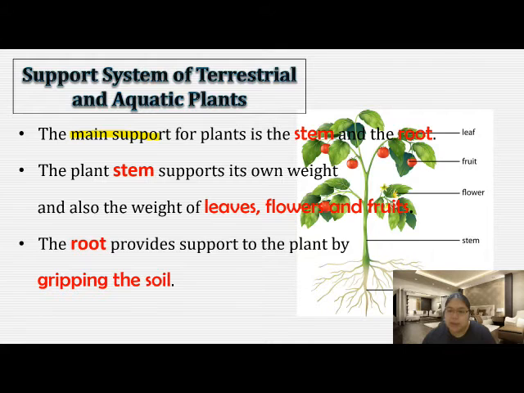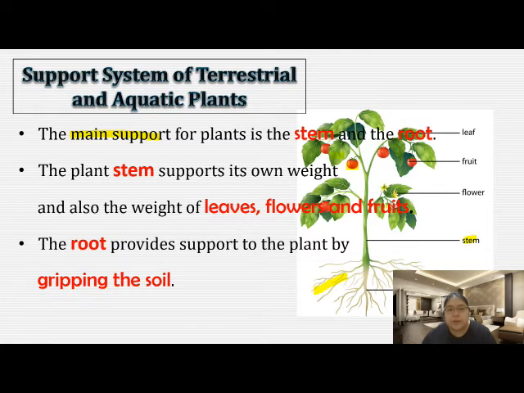Let's see the stem. This one is a stem, this one is a root. The plant stem supports its own weight. They support the weight of the plant, and also the weight of the leaves. We have leaves, we have flowers, we also have fruit. So the stem needs to support all these things.